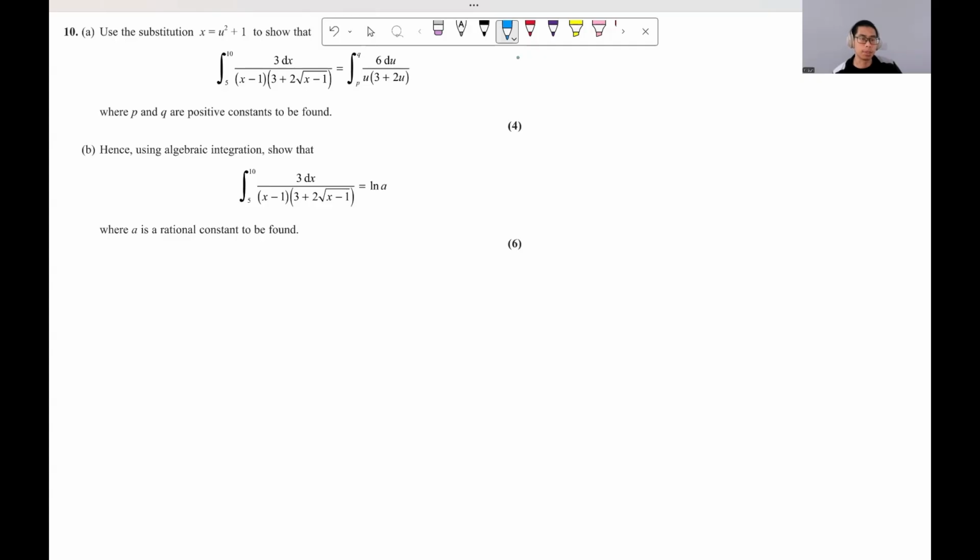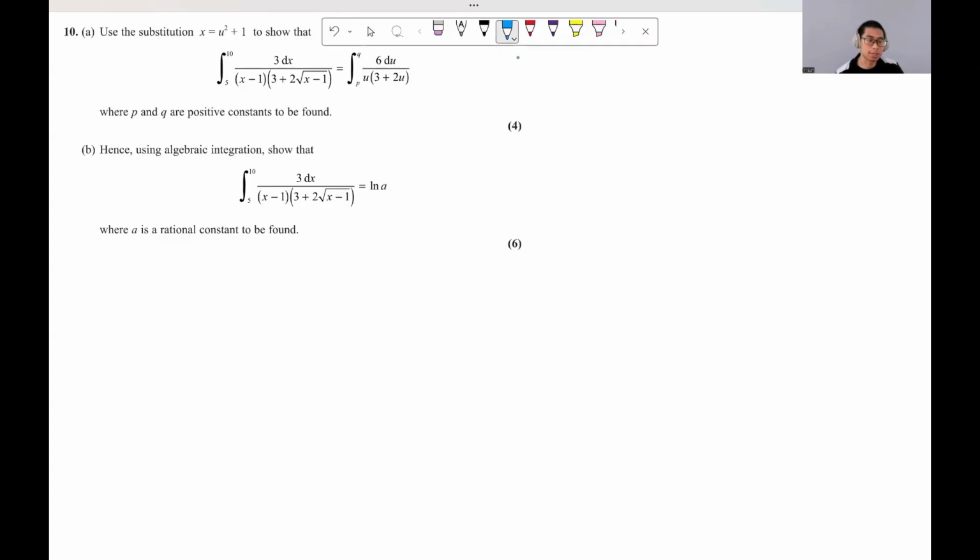And then part B, hence using algebraic integration to show that this integral is equal to ln a, where a is a rational number to be found. So that means part A is just a normal integration by substitution, but we don't need to actually integrate it. We just want to change that in terms of u. And then part B, we need to actually integrate it to get the final answer.